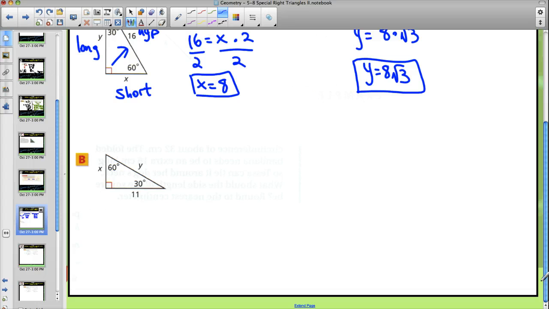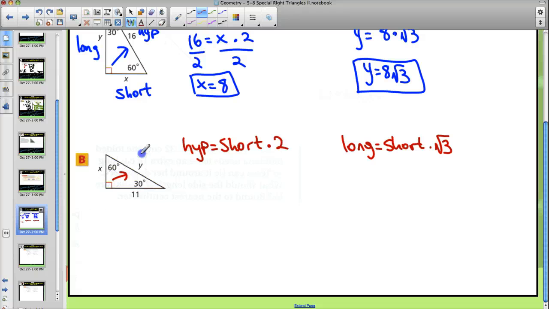Okay, next. We have the same setup, a 30, 60, 90 triangle. So I know that the hypotenuse is equal to the short leg times 2. And I know that the long leg is equal to the short leg times radical 3. So I've written my shortcuts, my equations, down. Next thing I'm going to do is mark the triangle up. Across from the 90 is the hypotenuse. Across from the 30, that's going to be my short leg.